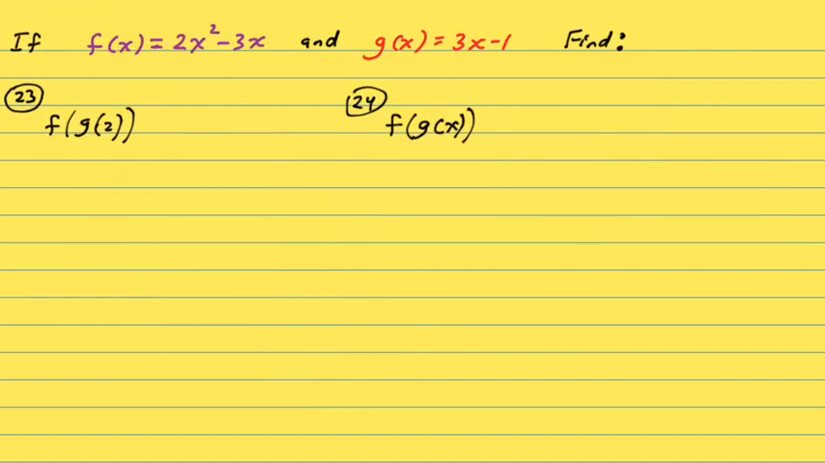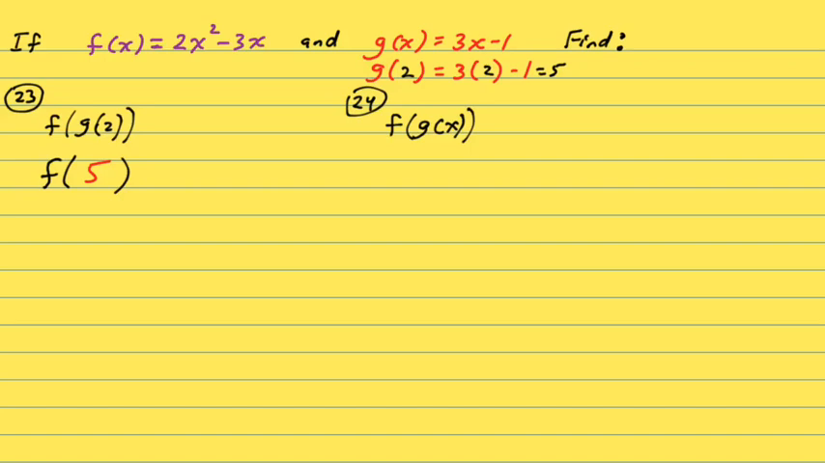Okay, after 22, we're going to try these composite functions. F of g of 2. First thing is, you might wish to find g of 2. So g of 2 should be 6 minus 1, or 5. So this g of 2 here is a 5.